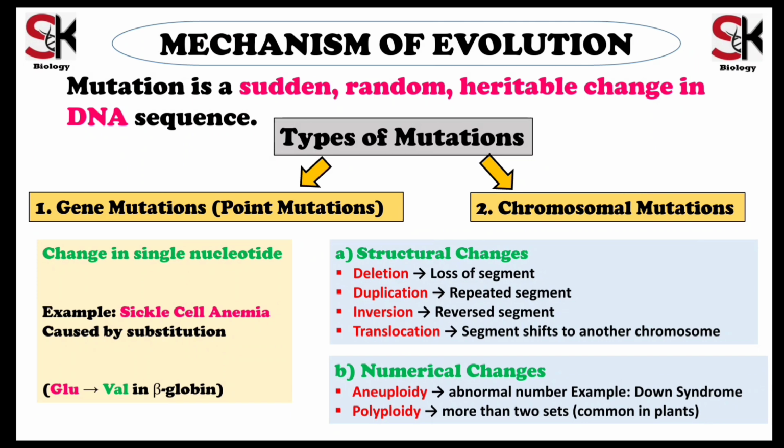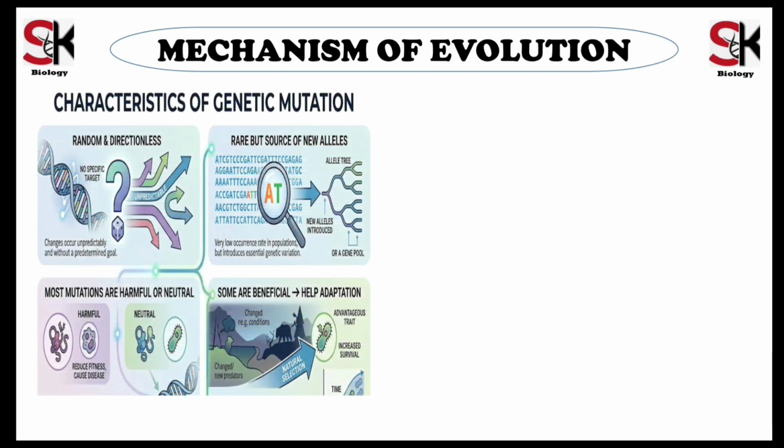This image represents characteristics of genetic mutation. There are four main characteristics of mutation. They are random and directionless. Second, mutation is rare but a source of new alleles. Third characteristic is most mutations are harmful or neutral. And the fourth characteristic is some mutations are beneficial, which helps in adaptation, and some can be non-beneficial.